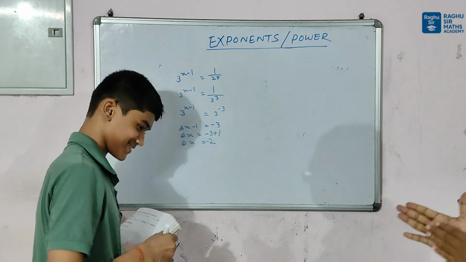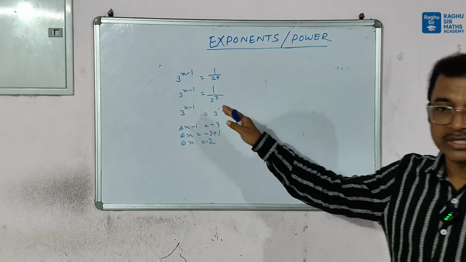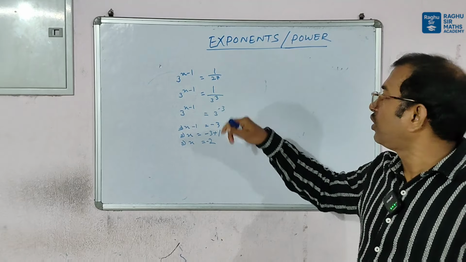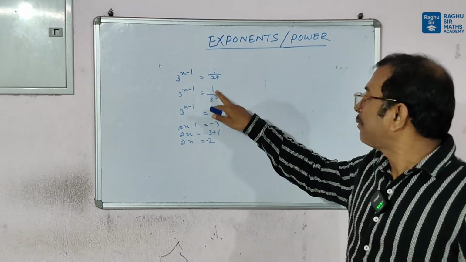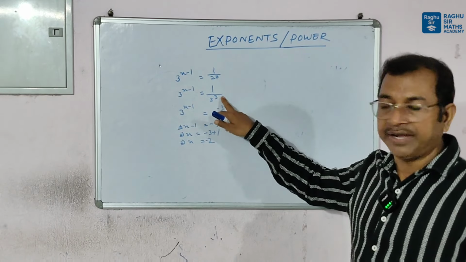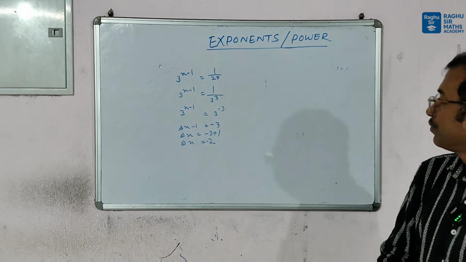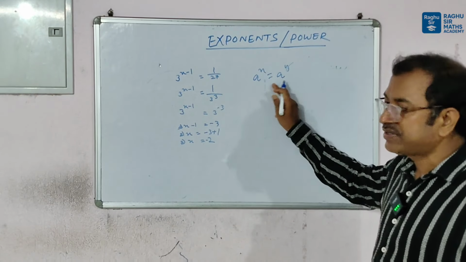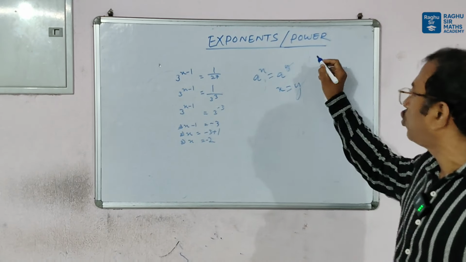So done, well done, thank you. So see, I will just explain. 3 to the power x minus 1 equals 1 by 27. Always try to write the base in exponential form. 27 is what? 3 to the power 3. So one rule to remember: a to the power x equals a to the power y. If the same base is there, what will we do? The powers should be equal, x equals y.